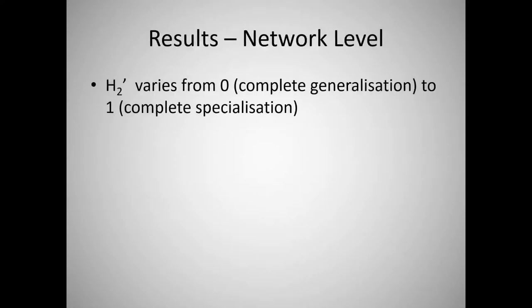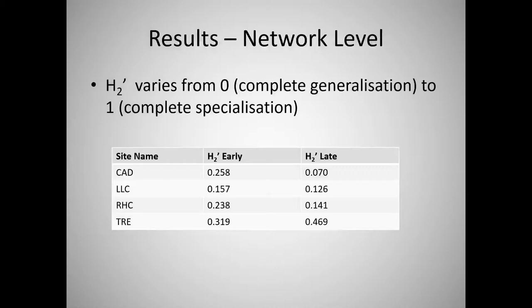So, results at the network level. H2 runs from 0, which is a completely generalized network, through to 1, which is a completely specialized network. And those were the results. For those of you who can't see at the back, basically all the values were substantially below 0.5. Well, they were all below 0.5, some substantially so. So they were closer to the generalized end of the spectrum than the specialized end. So basically my results all fit in with what we already know about the structure of pollination networks.